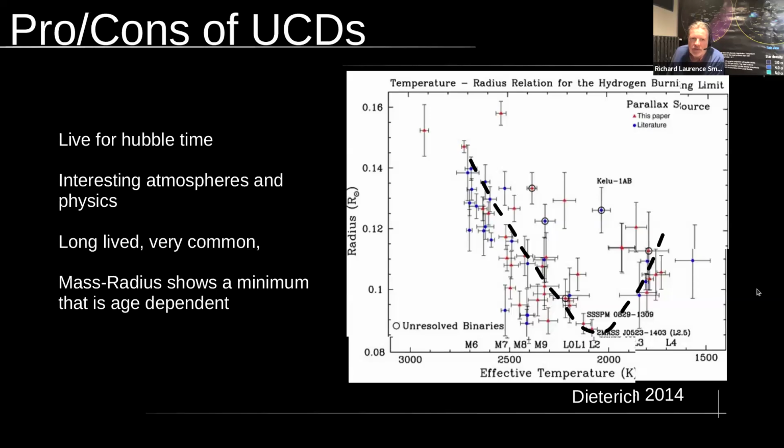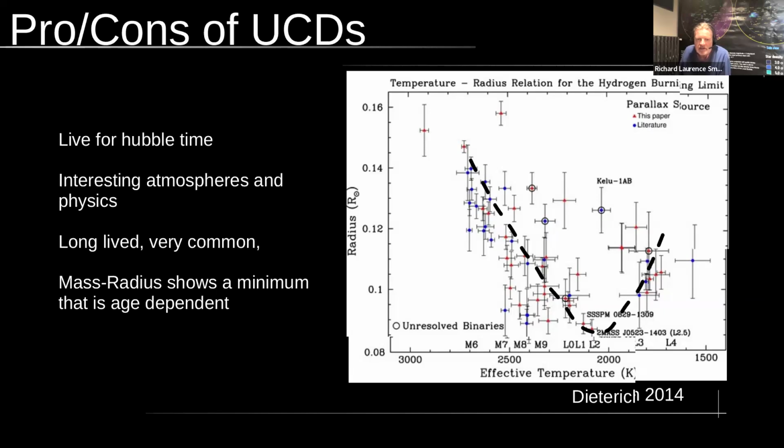So some of the pros and cons of UCDs: they live for a whole time, and all the UCDs and brown dwarfs that have been born are still alive, or still cooling, still releasing energy. They have very interesting atmospheres and physics because there are lots of molecular bands and such like. They're not just hydrogen as you get in stars. Very common.